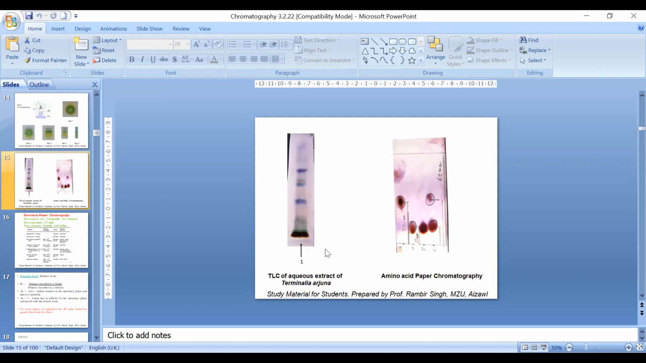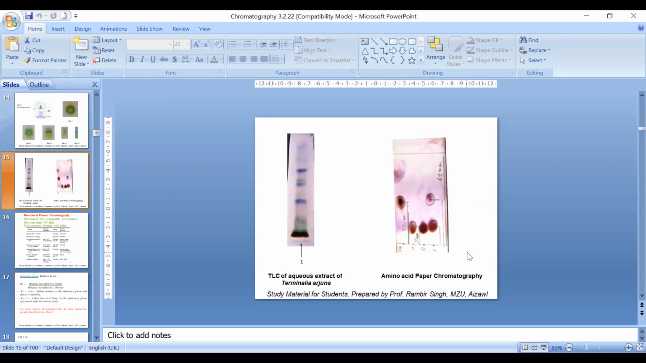Suppose, if I go again to this slide, if I have loaded something here and it stays here, it will be 0 by something, 0 by 6.2, and it will be 0. That means the RF value is 0. And when RF value is 0, that means the compound is not moving.